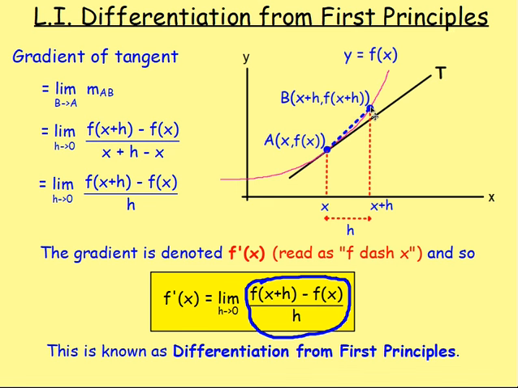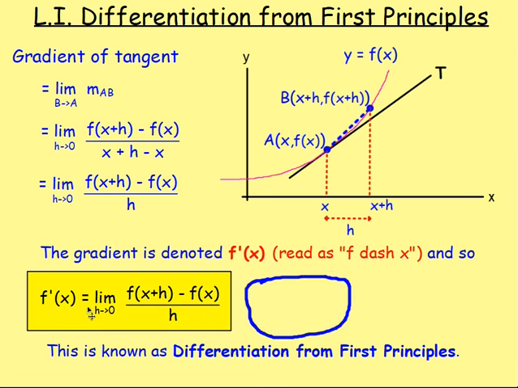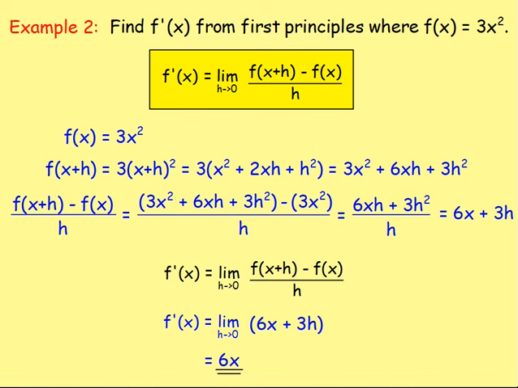However, what you'll notice is that as this point B gets closer and closer to point A, in other words, as the distance h approaches 0, the gradient of the line between A and B will approach the gradient of the tangent. This formula here is known as differentiation from first principles, and you need to, in Advanced Higher, know how to use it.